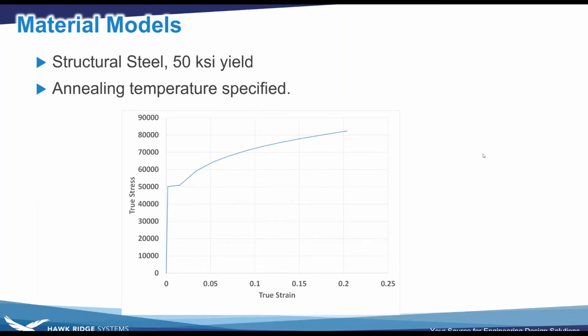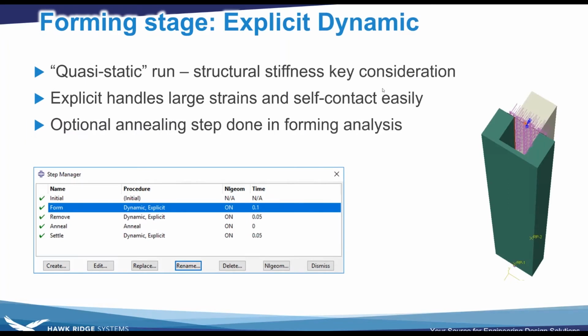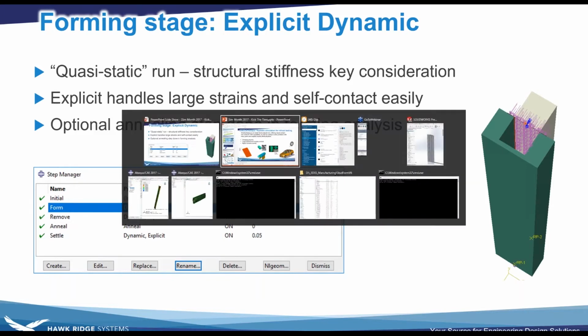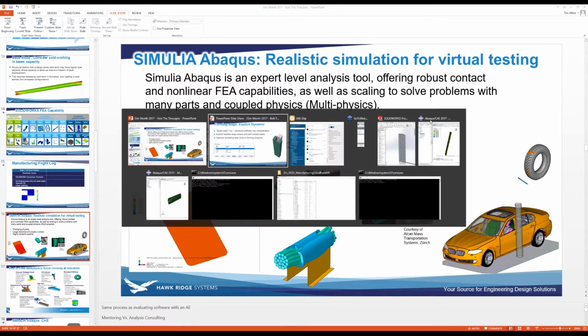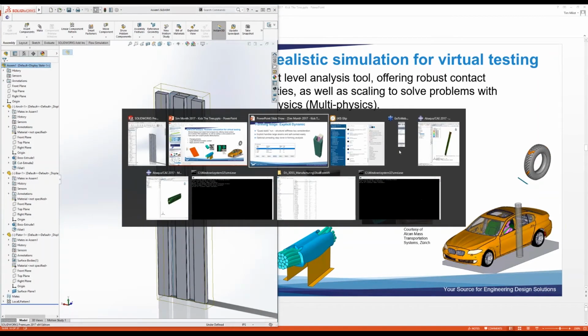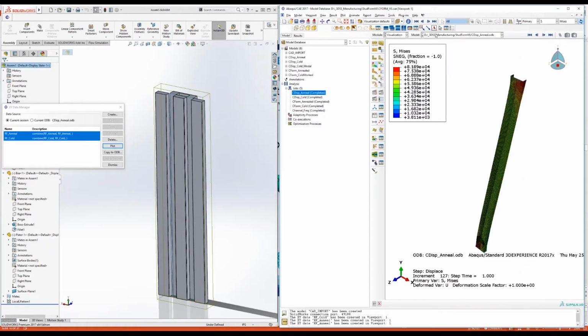First, I'll just quickly touch on the material model, which is we just use the structural steel with 50 KSI yield, and we put an annealing temperature to it. And now I'm going to start in the software to show you how some of these choices are made. We have a quasi-static run, which means it's a dynamic analysis, but we're really only concerned with internal stiffness and not necessarily inertial forces. And then one thing I'm going to highlight is that we did an annealing step, or we omitted that step to either consider strain hardening or not.